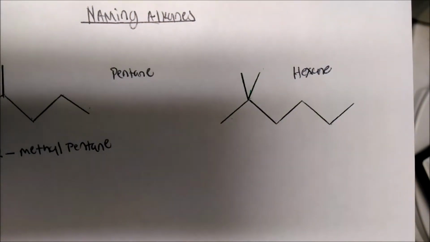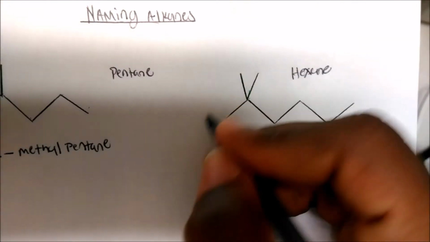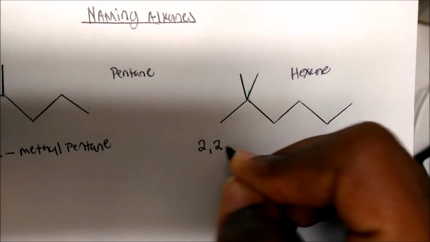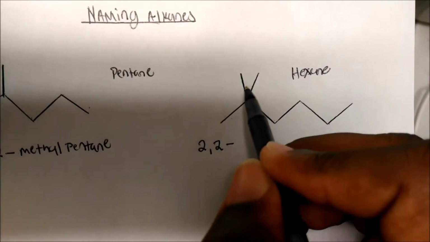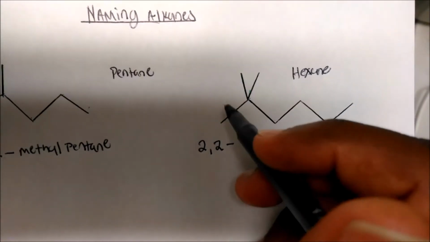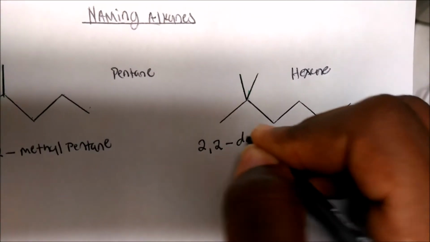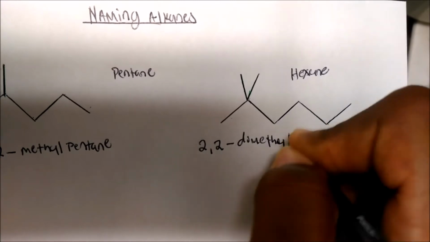Now we have substituents. We actually have 2 methyls on carbon 2. So here's the rule. Anytime you have 2 of the same substituents on the same carbon, you're going to give both of them numbers. So in this case, the name for this compound will be 2,2-dimethyl. We have 2 methyls, so we're going to use the prefix di to imply that, just to make things a little bit simpler. And here's where we're going to squish everything together.